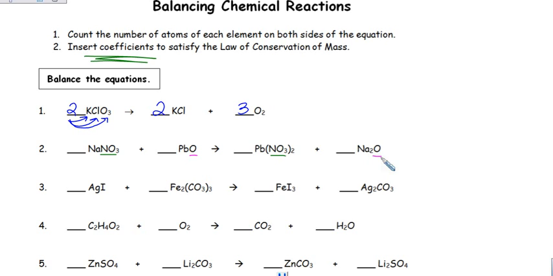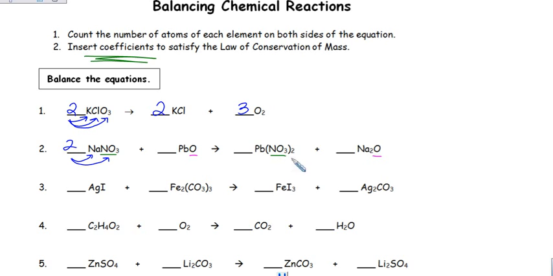So watch what I can do. On my reactant side, I have 1 atom of sodium. On my product side, I have 2. I want 2 sodium, I have to go all the way out in front. That gives me the 2 sodium. I'm going to think of this as 2 nitrate groups.